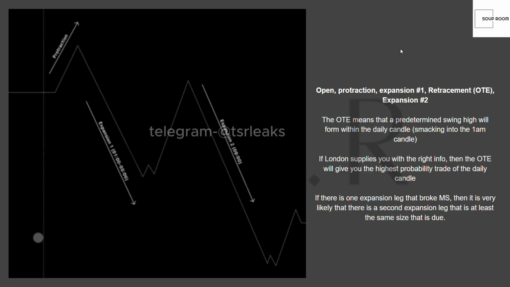Let's expand on our understanding of the protraction and expansion legs. First off, the expansion will happen between 1 a.m. and 5 a.m. Expansion number 1. Expansion leg number 2 will occur anywhere from 9 a.m. up until 12 p.m., lunchtime. This is important to understand, as you do not want to hold your trade for too long if you are moving your stop losses to break even.